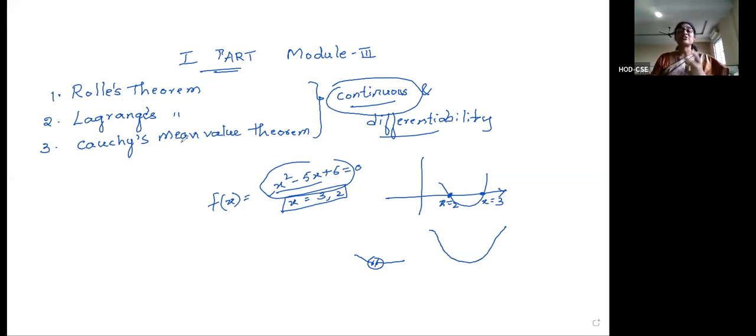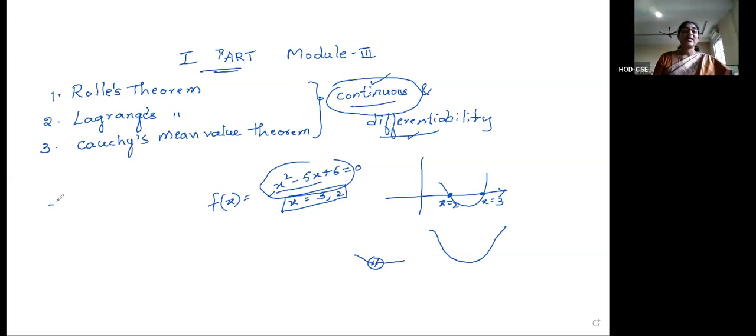So for satisfaction, two conditions are there. First, the curve should be continuous, and second, the curve should be differentiable. Continuous means, geometrically, that whatever curve you are taking should not be broken in between the interval where you are searching, right?